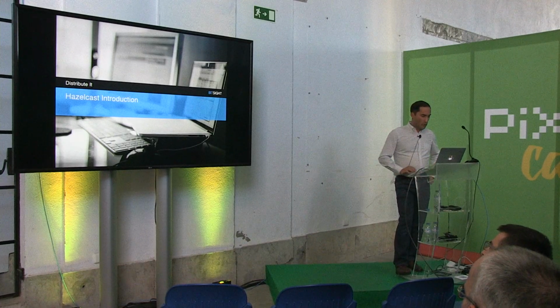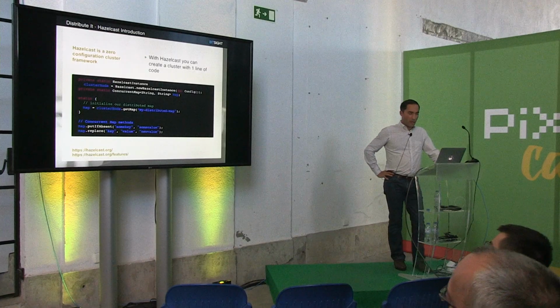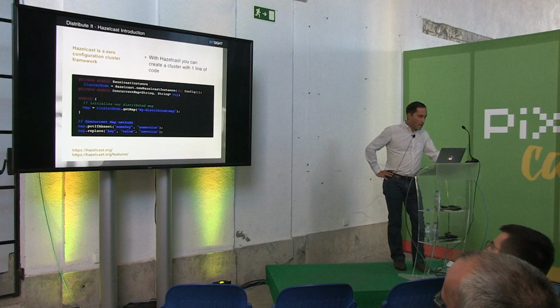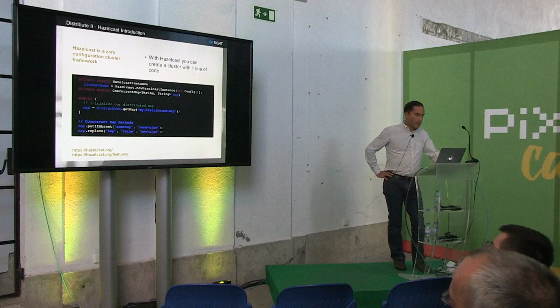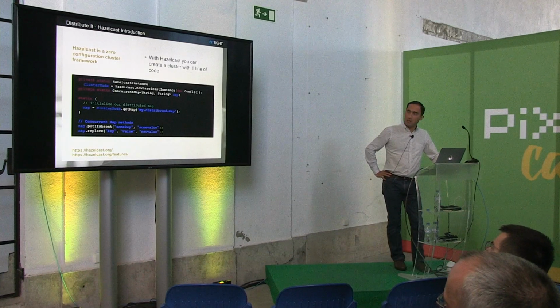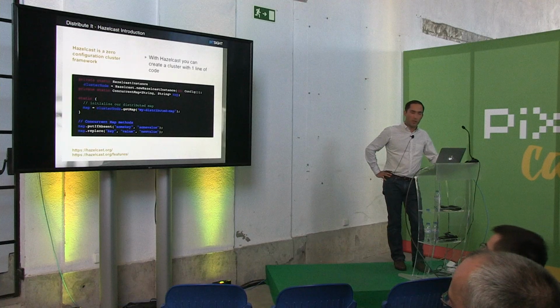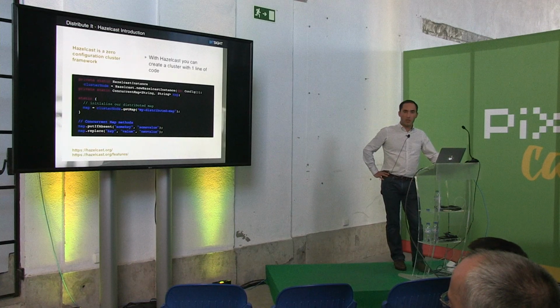So if you see this line of code, the only line of code I have here to set up my Hazelcast instance is the cluster node. So I'm instantiating a cluster node, a Hazelcast instance. So this is all I need to have my cluster working.